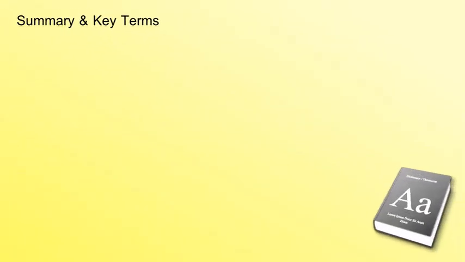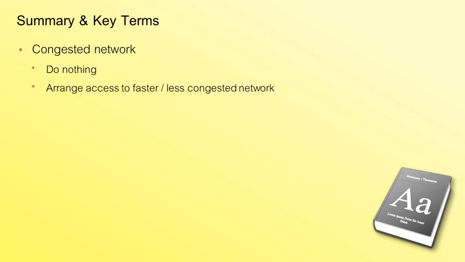Okay, reasons for delivery failure and retransmissions. The most common cause is a congested network. Unless it's really serious, don't worry about it. The next request will probably get through. If it's an ongoing problem, you could consider arranging access to a faster, less congested network.